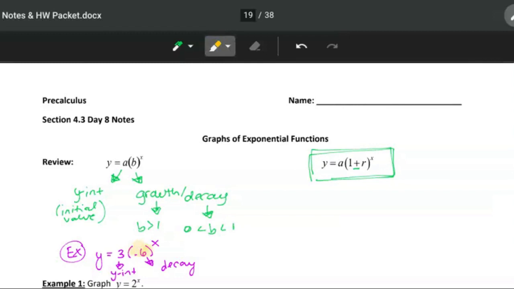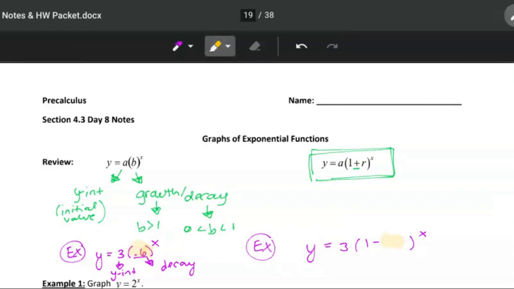A lot of kids think, oh, that's decaying by 60%. That is not the case. That is why you should rewrite it in this other format. So this same example right here, if we were to rewrite it, we'd still have 3 as our y-intercept. But since this is decay, it's going to be 1 minus something.